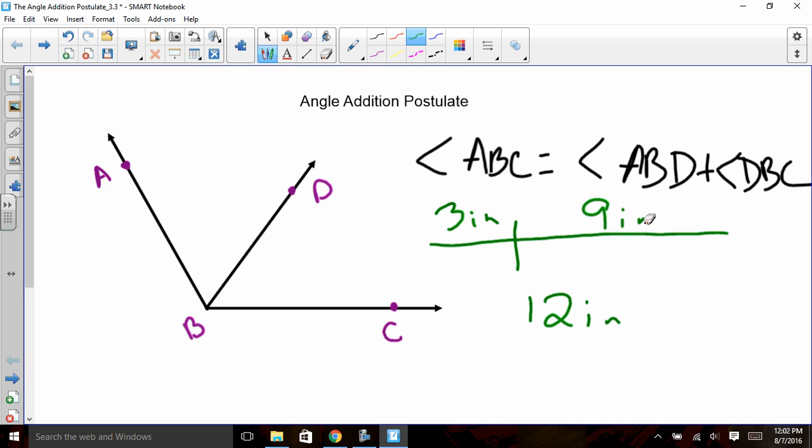This sounds very similar, if you recall, to the line segment addition, which again is where I'm pulling all of this information from. So if you are aware of your line segment addition postulate, then you are ready to go for this angle addition postulate.